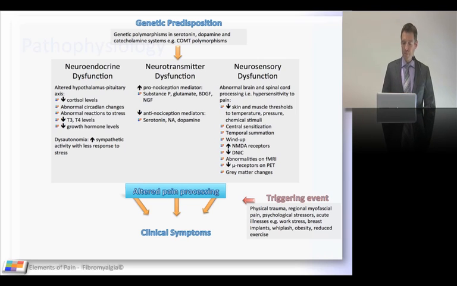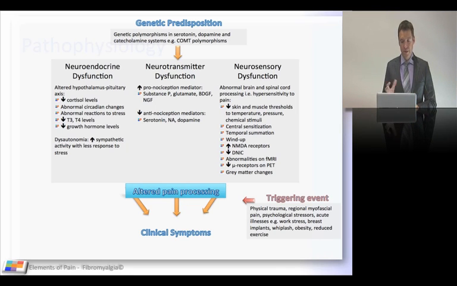So let's move on. Neurotransmitter dysfunction, and this makes sense in that there is an increase in pro-nociceptive mediators in some patients and found in some studies. So the substance Ps, the glutamates, the growth factors. There is also a reduction in anti-nociceptive mediators, so the serotonins and possibly noradrenalins and dopamines as well. So these are a combination of what studies have found.